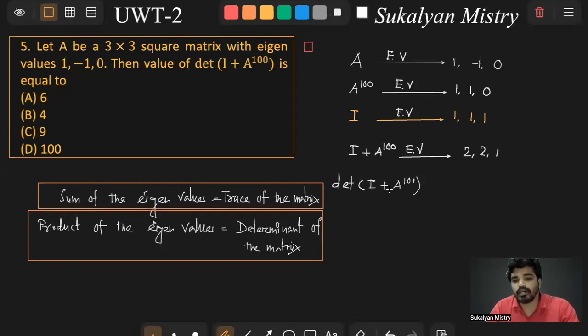So determinant of I plus A to the power 100 means product of the eigenvalues. The eigenvalues of I plus A to the power 100 are 2, 2, 1. So that means the product of 2, 2, 1, that means 4. Okay. So which option is correct? Option B is the correct answer. I think it is clear.